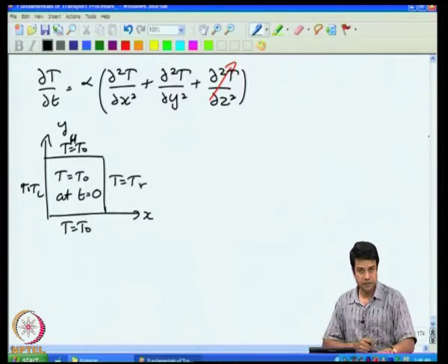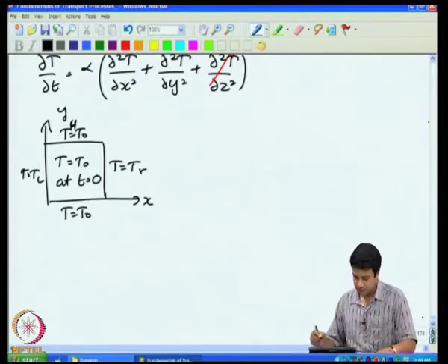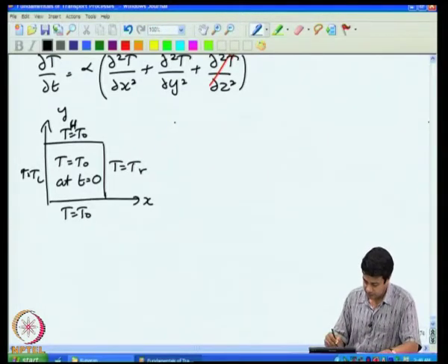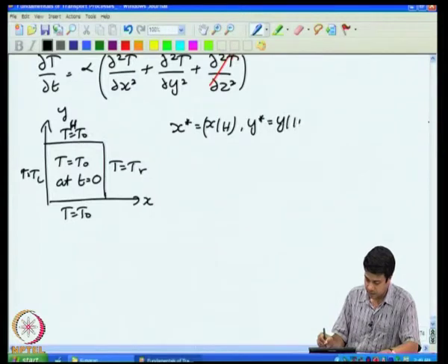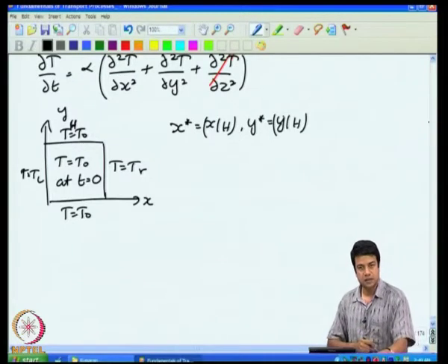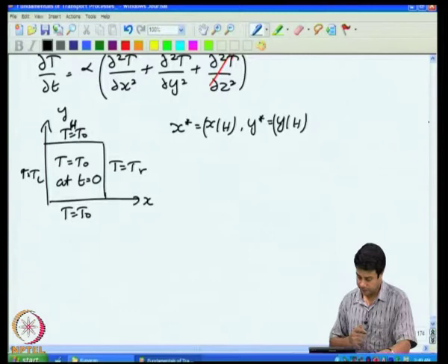So, first things first, we scale our coordinates. The simplest scaling to use for the length, of course, since both the height and the width of this cube are h, I can use x star is equal to x by h and y star is equal to y by h. So, that is the scaling for x and y.